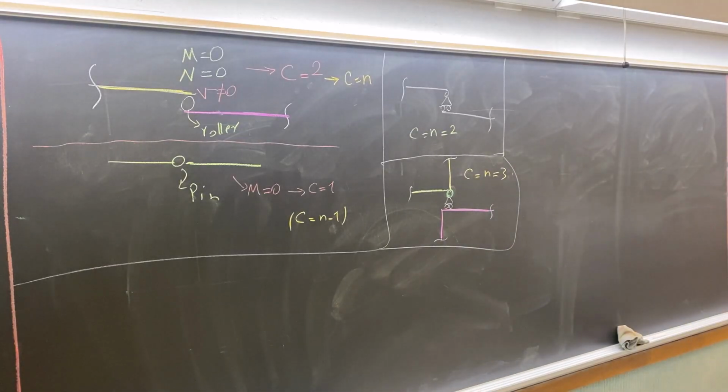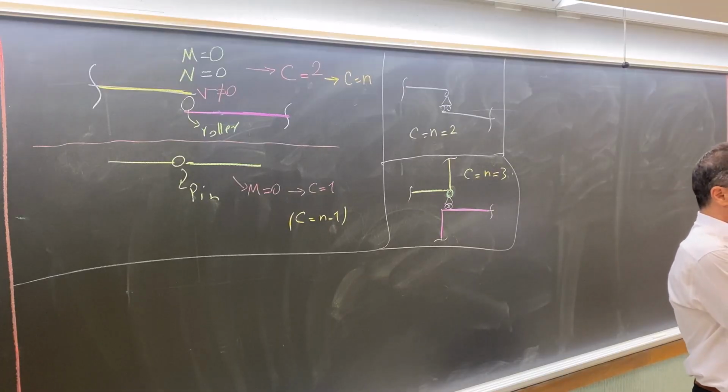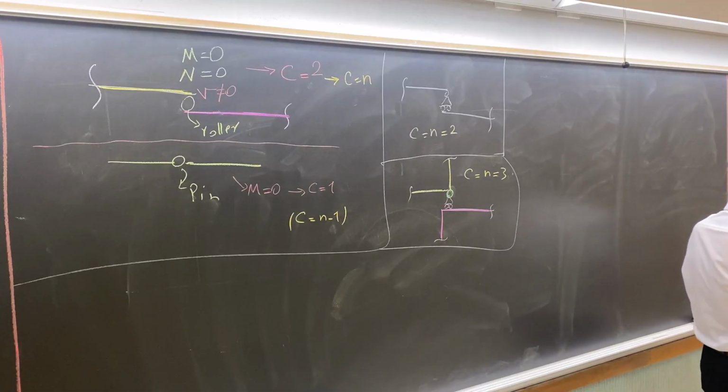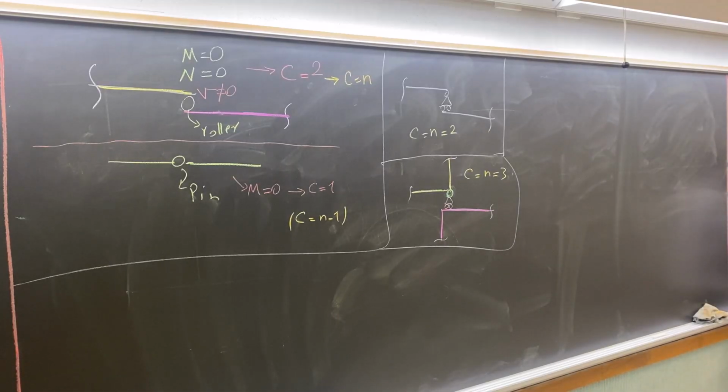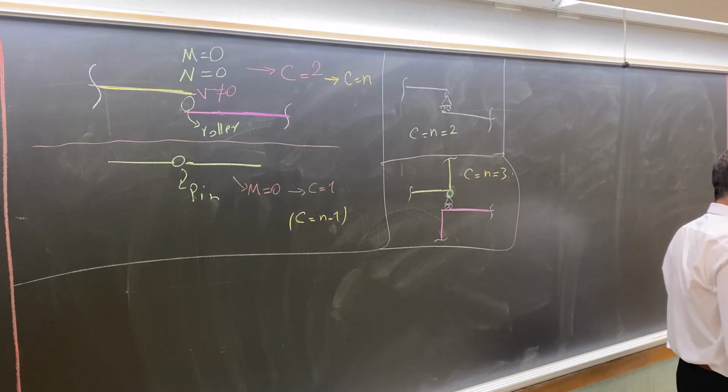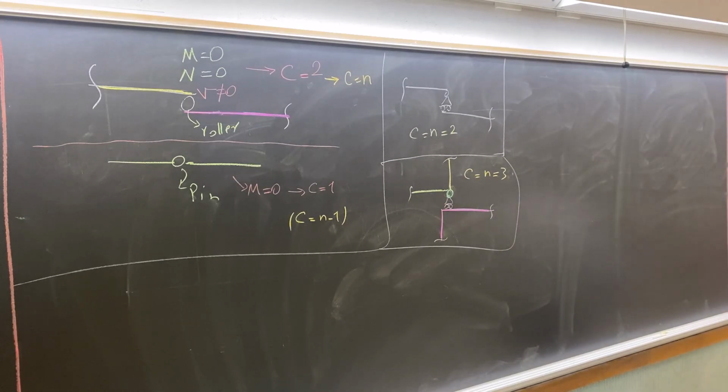So, how much is C here? This is roller. How many elements? 4 elements. So C is equal to N, which is 4. We don't subtract 1. So the way you calculate the number of elements is the same. So what about this? This is internal roller support. The number of elements is 2. So C is equal to N is equal to 2.